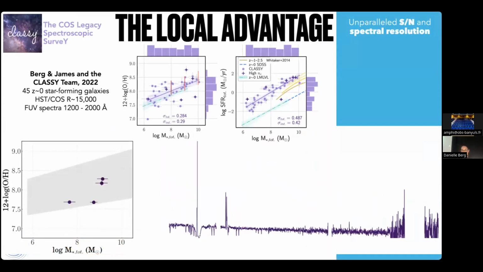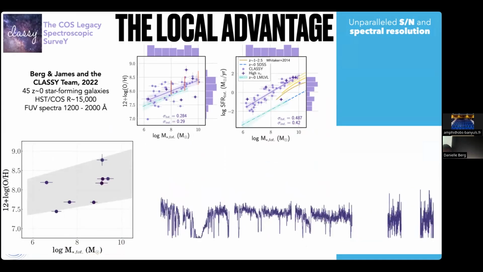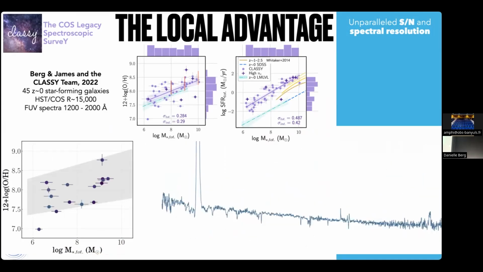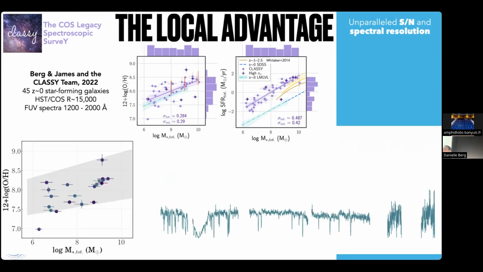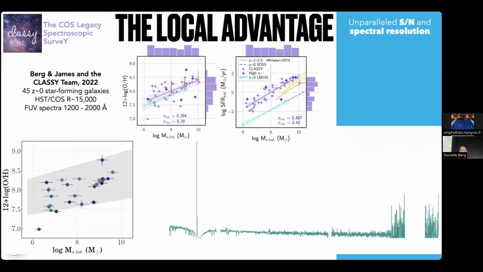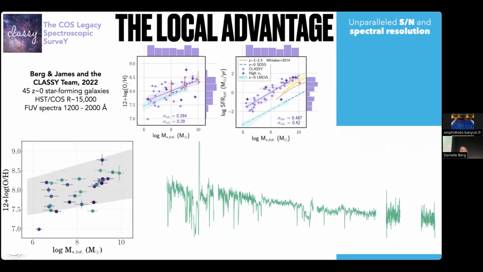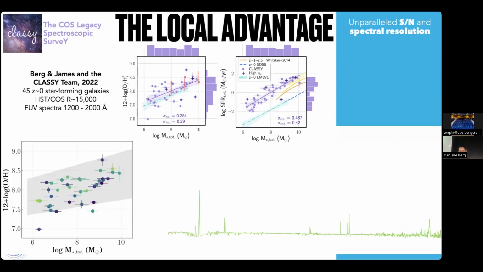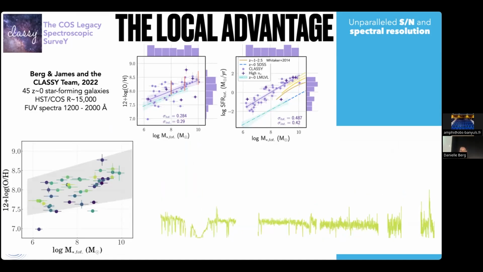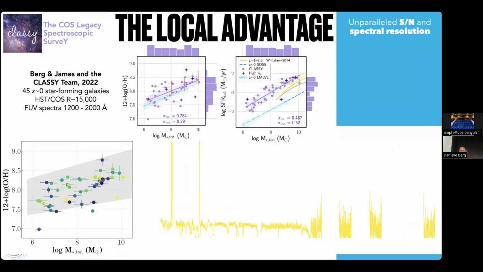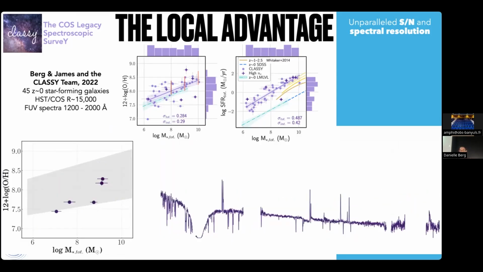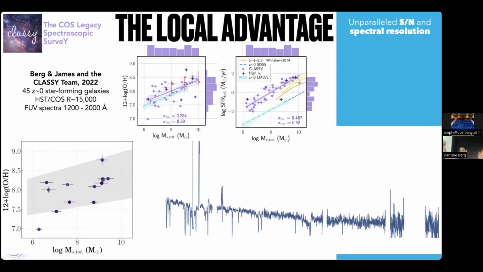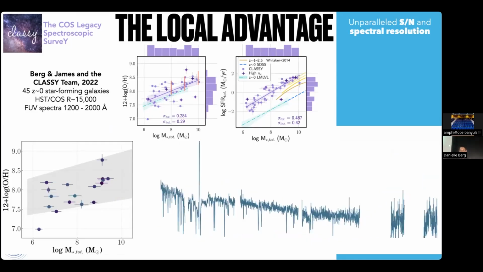Okay, so the local advantage, there's a couple of them. First, we have really nice spectral resolution in some of our telescopes that we use to do nearby galaxies. This is showing you Hubble Cosmic Origins Spectrograph, COS, so UV spectroscopy of a sample of 45 nearby galaxies. It's called the Galaxies survey. It was really just like a service mode survey. We took all the best spectra that existed in the archive and we filled in the holes so you had full spectra from 1200 to 2000 angstroms.